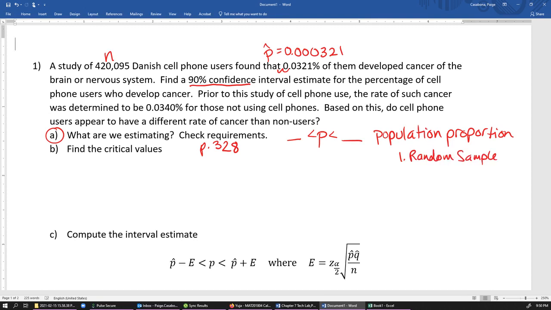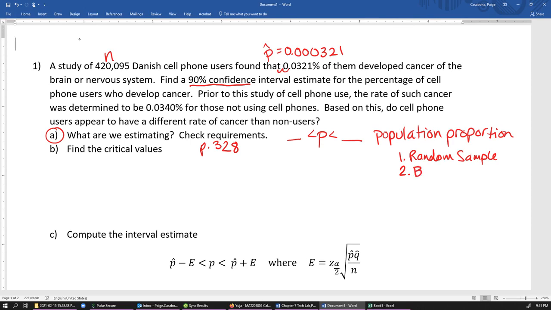Now you'll notice that the homework questions often don't really give us enough information for this. We don't actually know where this sample came from, so I don't know if it's a random sample or not, but this is an assumption that we would have to make in order for these results to be valid. So just something to be aware of.